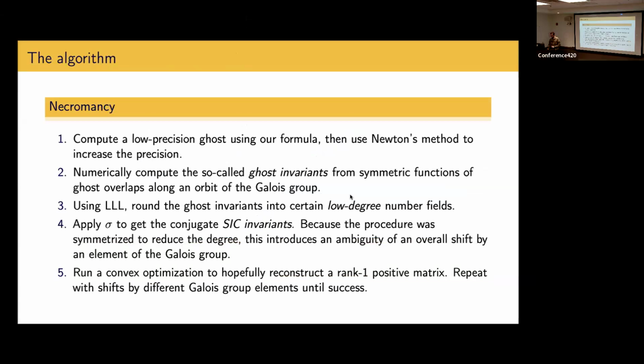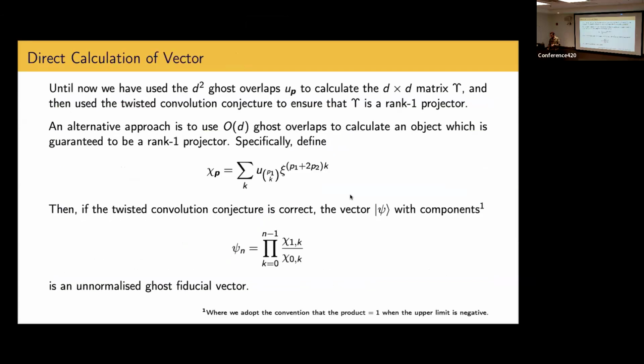Maybe I'll just skip the slide about how this necromancy procedure works. It's a little bit complicated. Maybe I will say just a tiny bit about this slide. So this twisted convolution conjecture, we can't really prove that upsilon squared equals upsilon, even though we can prove that it has trace 1 and that it's equiangular. That's equivalent to saying we can't prove that it's rank 1.